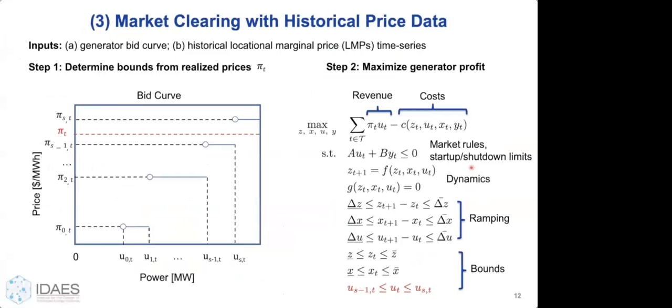So now I want to talk about market clearing. And we're actually going to propose here a way to do this with historical price data, because the data needed to simulate a real grid like all of California, that's protected data that is difficult to get access to.